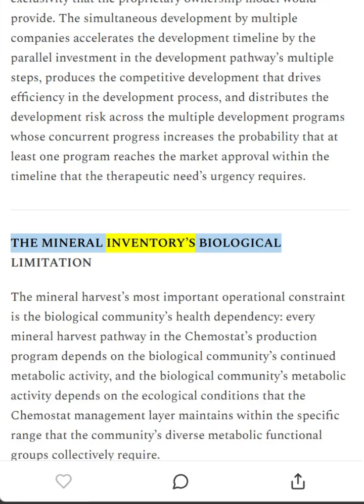The mineral inventory's biological limitation. The mineral harvest's most important operational constraint is the biological community's health dependency. Every mineral harvest pathway in the chemostat's production program depends on the biological community's continued metabolic activity. And the biological community's metabolic activity depends on the ecological conditions that the chemostat management layer maintains within the specific range that the community's diverse metabolic functional groups collectively require.